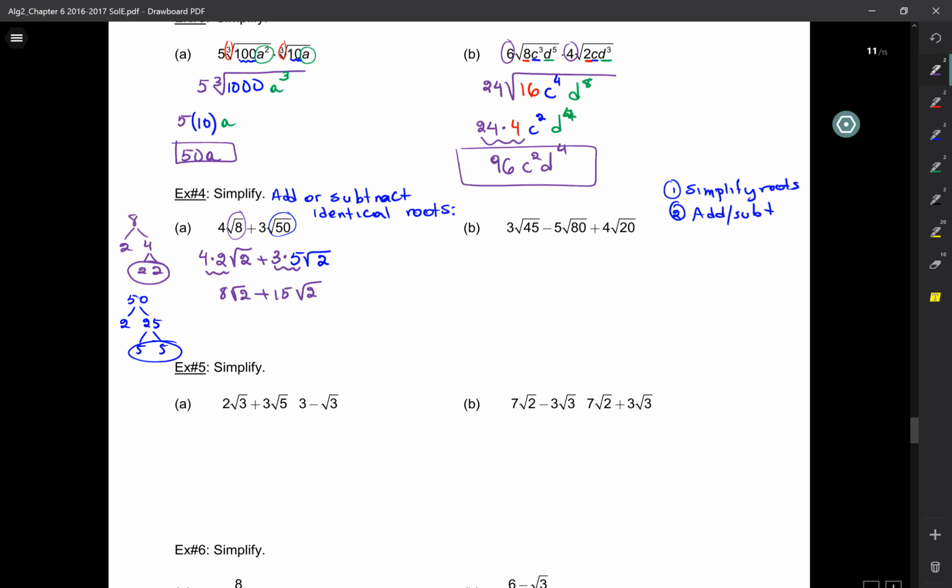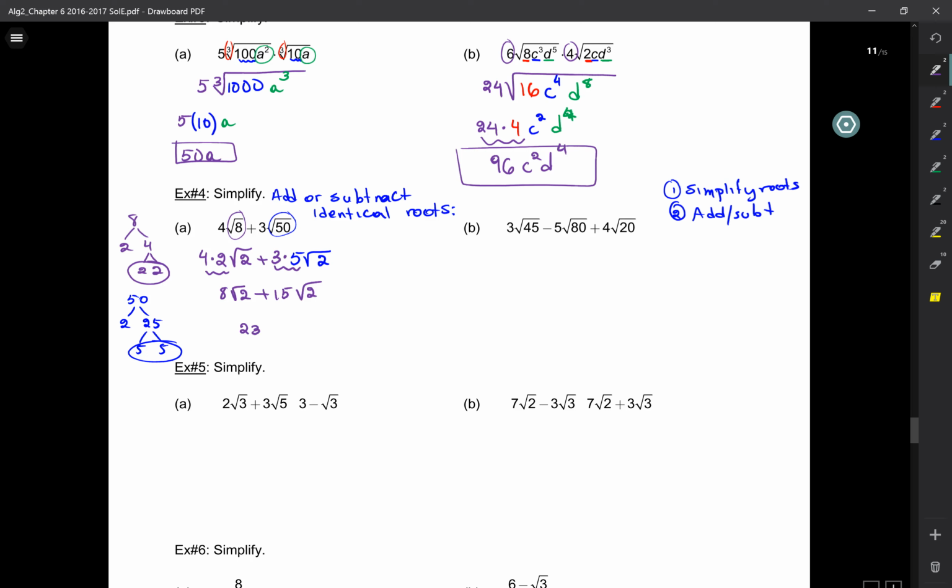Now, are the roots identical? Root 2 plus root 2? When the roots are identical, it's just like adding 8x plus 15x. You add the coefficients and just tack on the root. So 8 plus 15 is 23 root 2.